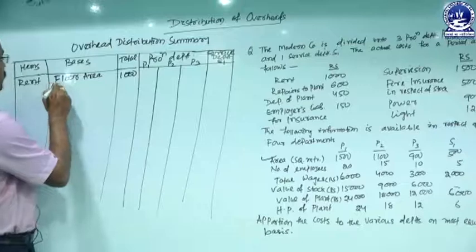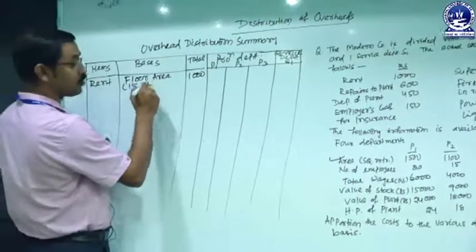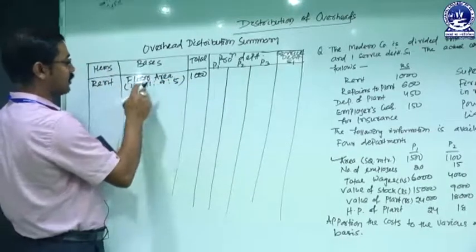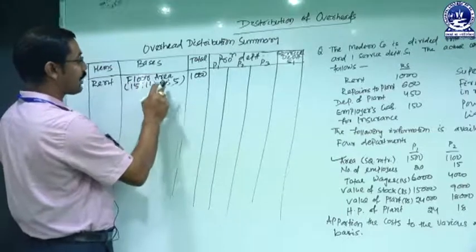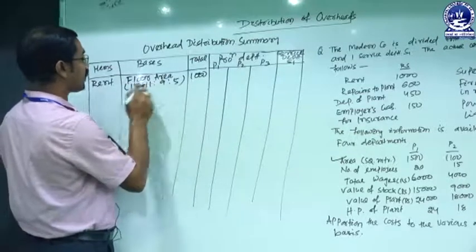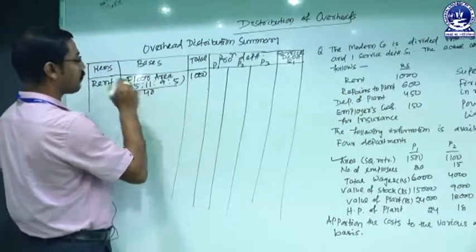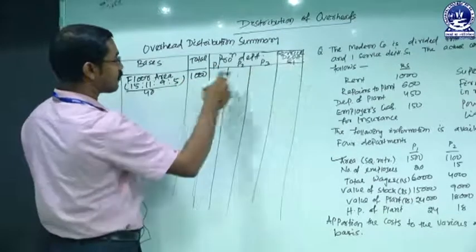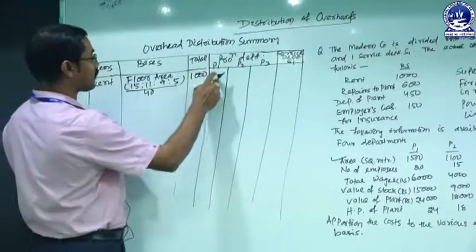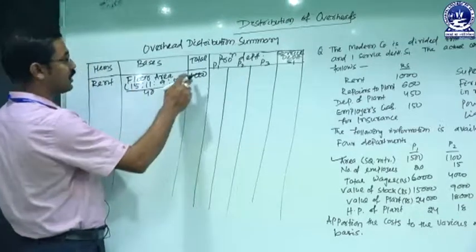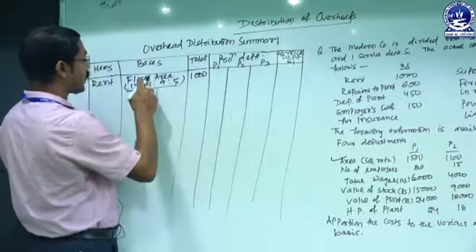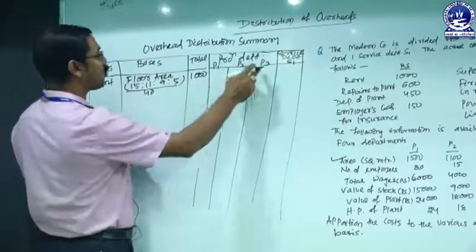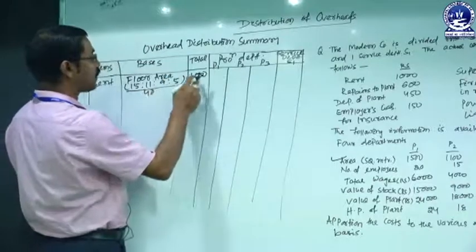So we must mention 15:11:9:5. That means the total of all, 15 plus 11 plus 9 plus 5, that is 40. So we must divide by 40 and allot the total of 1,000 of expenses to these four departments on this basis. That means production department P1 will get 15/40 of 1,000, P2 will get 11/40 into 1,000, P3 will get 9/40 into 1,000, and S1 will get 5/40 into 1,000.